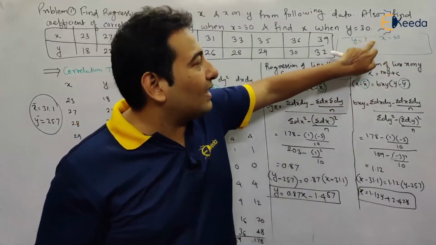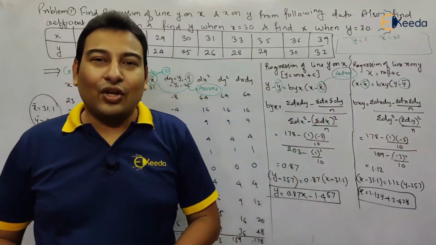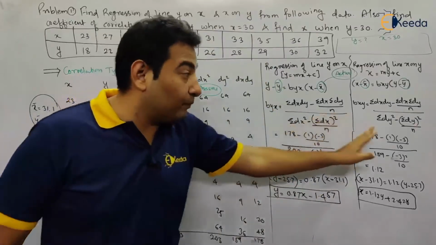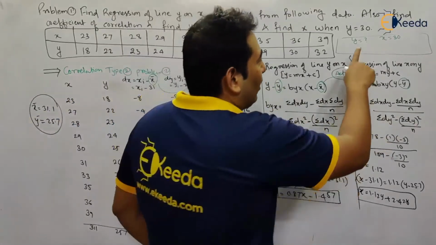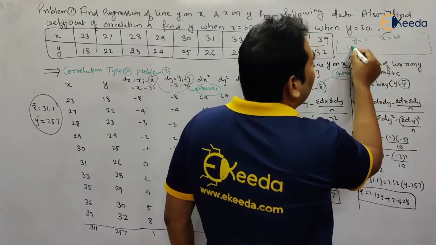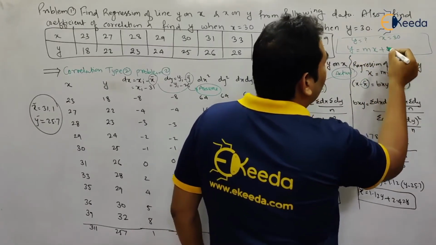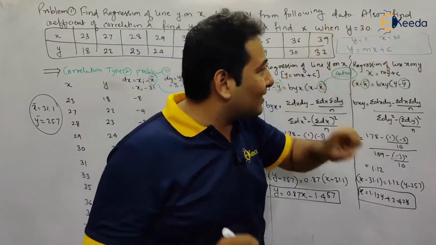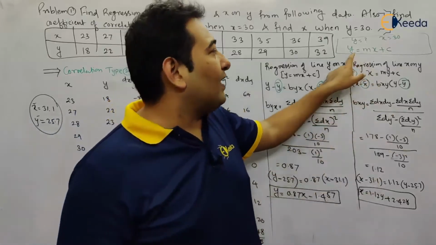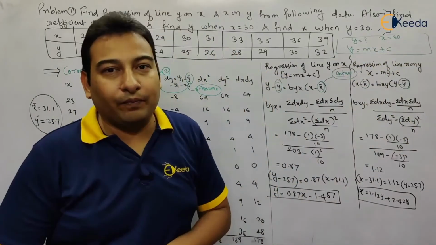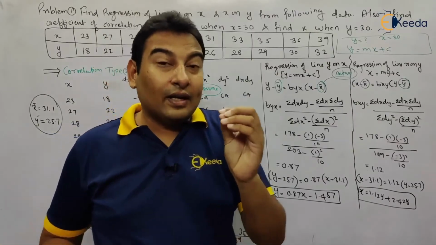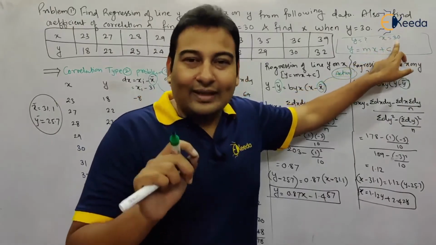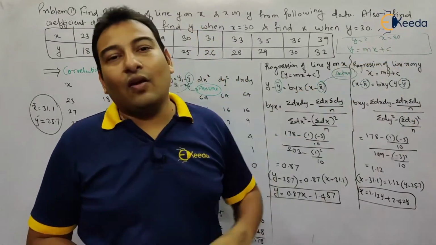If y is asked and x is given, please tell me what you are going to find, regression of line x on y or y on x? Both are different. You need to find y and x is given, that means y is equal to mx plus c. It's very simple. If this is the case, you need to find a regression of line y on x. Please make a note of it. And what is the note? If y is asked and x is given, then we need to find a regression of line y on x.